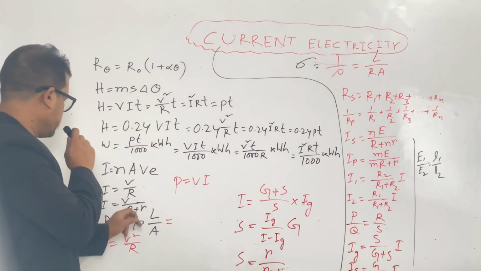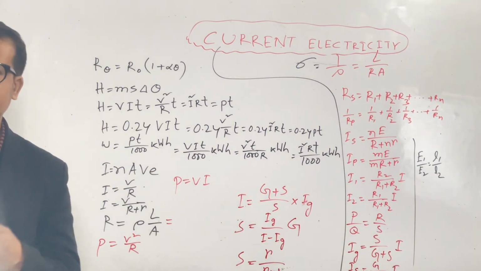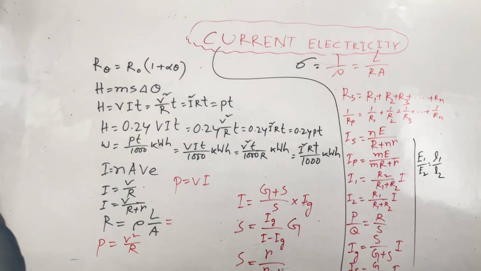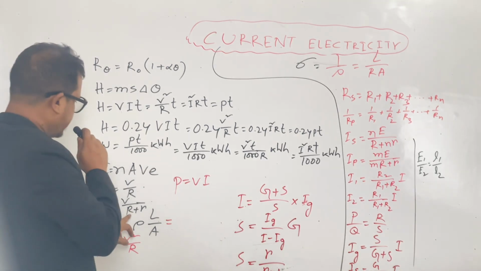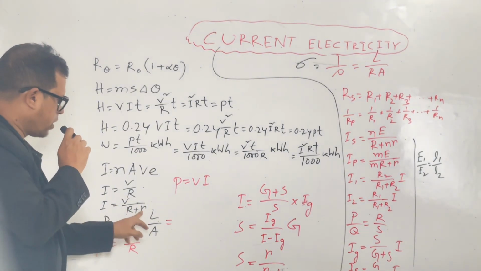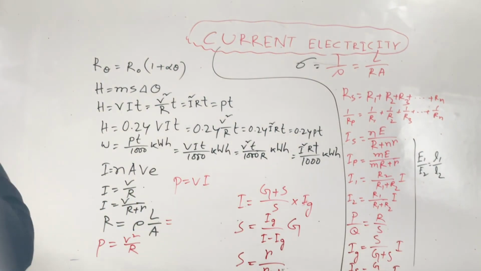I equal to V over R. I equal to V over R plus small r. Here small r is the internal resistance, the resistance of the cell, and capital R is the resistance of the circuit. That's why if you know R, small r, and V, then you can find out I.